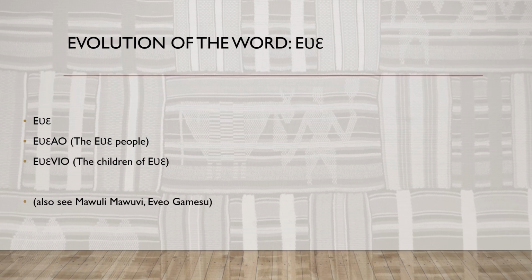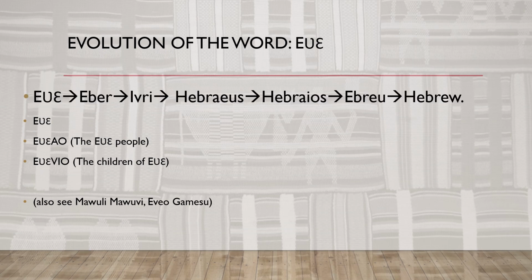So here is the evolution of the word Ewe. It started as Ewe, which is the original pronunciation, in the language of creation. Then it became Eber or Heber, and then it became Ivri, and then Hebreus, then Hebraios, which is the Greek. Hebreus is Latin, Hebraios is Greek. Then you have Hébreu, which is French, and then the modern pronunciation of Hebrew.